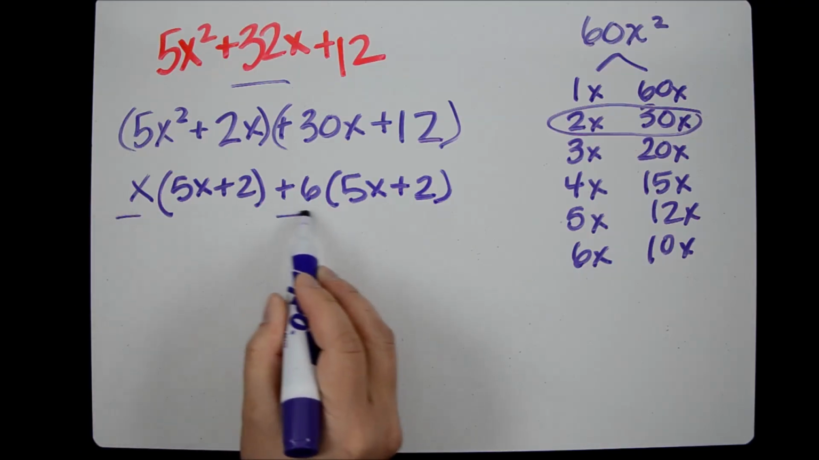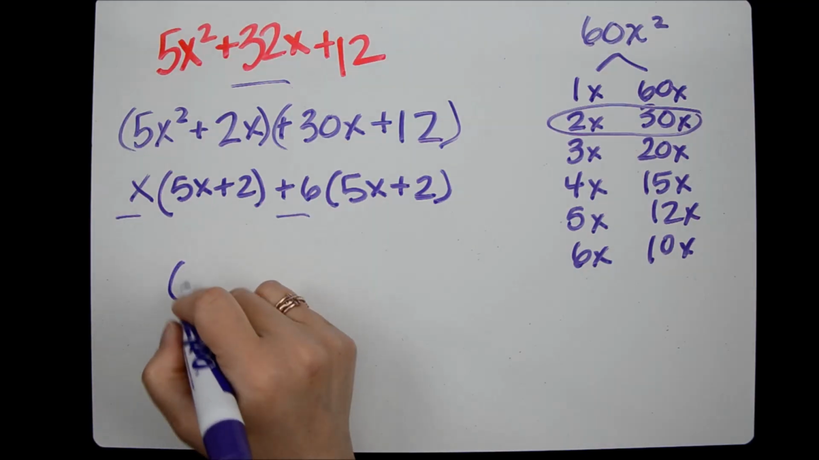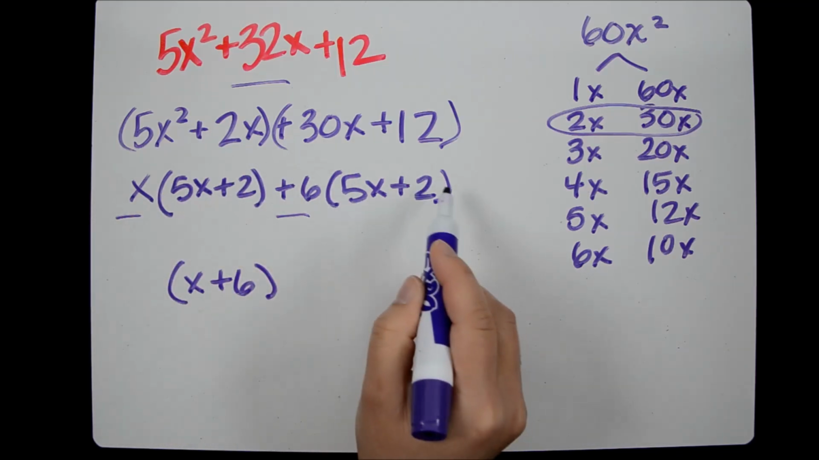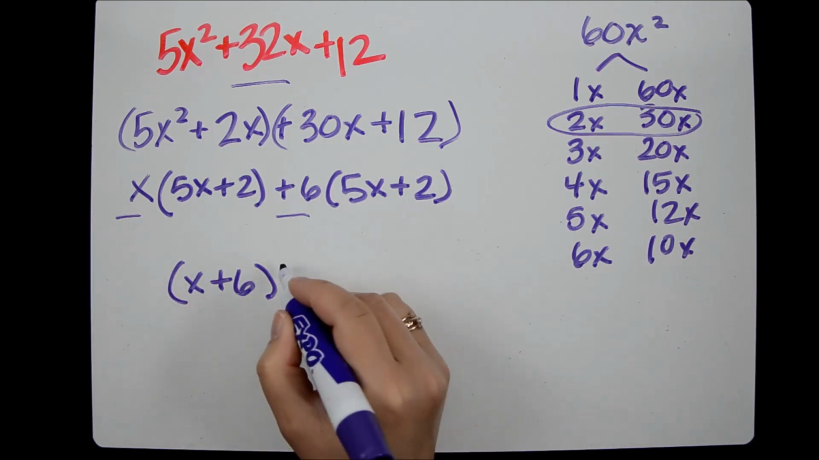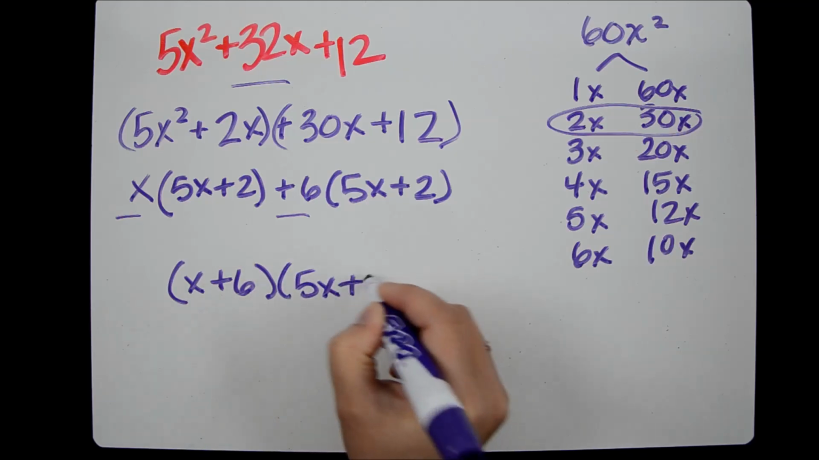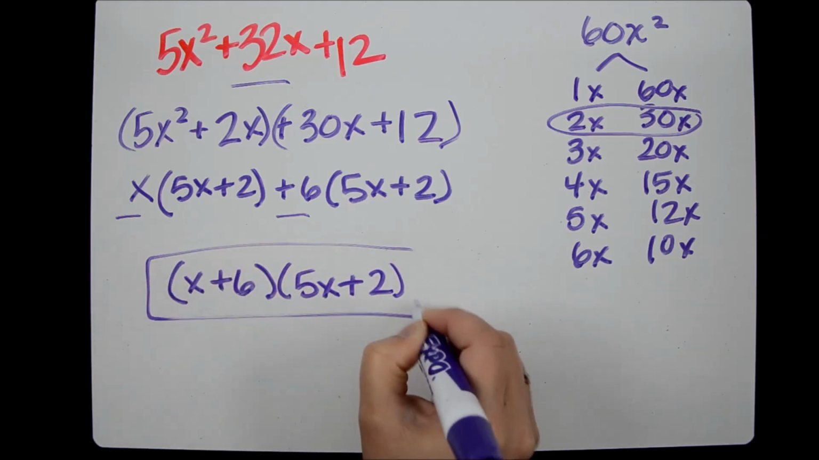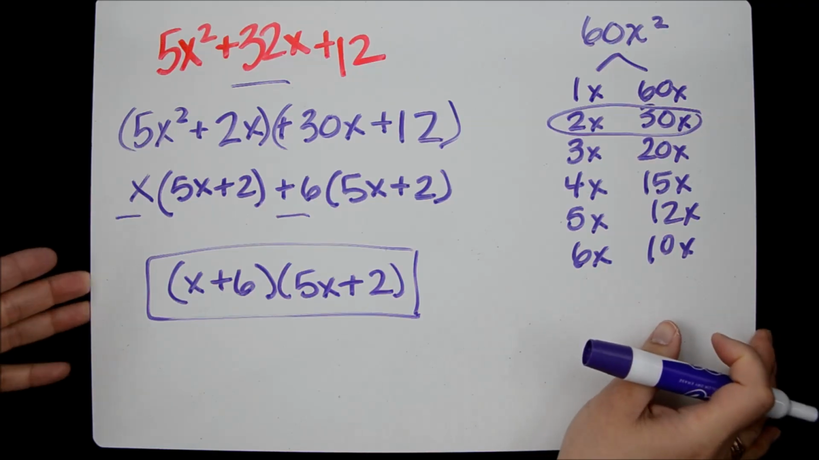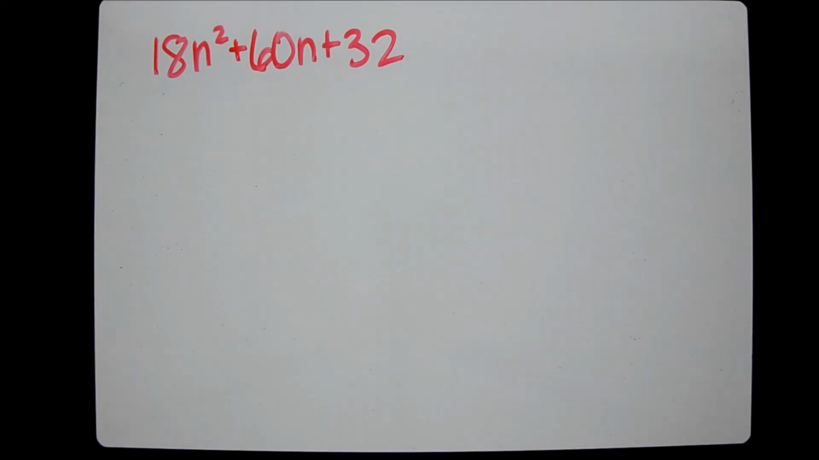So we're going to group together the GCFs of what we just factored out, which is x plus 6, and then you'll notice that the factor we have remaining is actually the same, which is going to be our second factor, 5x plus 2. And that's how we factor this trinomial. Let's take a look at another example.